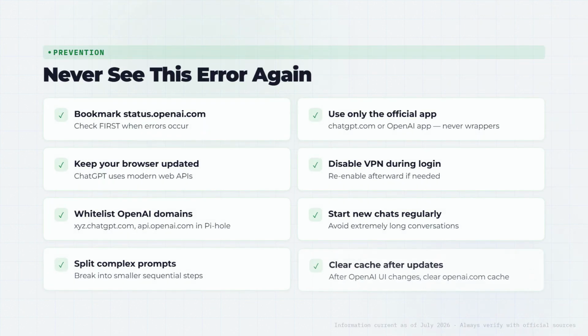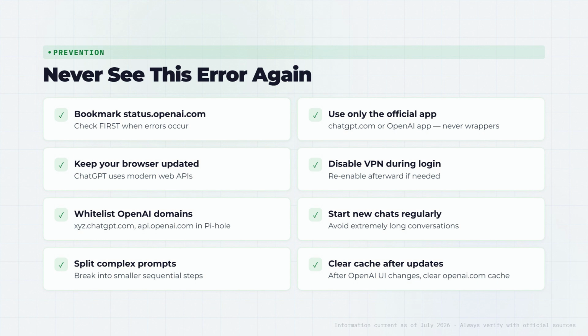Finally, here is how to never see this error again. Bookmark status.openai.com and check it first when errors occur. Use only the official app from OpenAI and never third-party wrappers. Keep your browser updated since ChatGPT relies on modern web APIs. Disable your VPN during login to avoid triggering security flags.